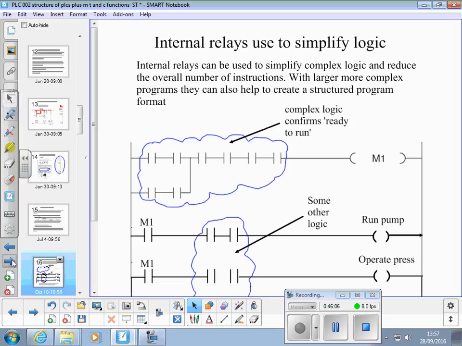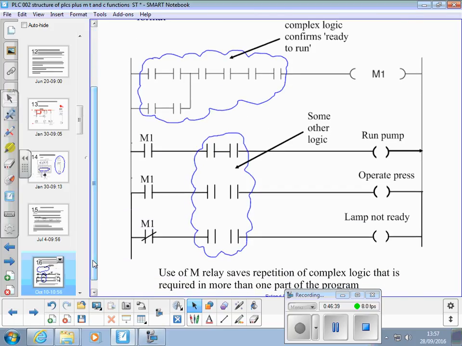So, internal relays to simplify logic. If we look at that bit in blue there, it's a complex piece of logic. Let's imagine that's on our paint stamp can, and that's all the logic that determines whether all the guards are closed and everything's ready to move. If you didn't use the M relay like this, you'd have to put that piece of logic in every rung of your program to make sure the guards are shut. So if we look further down here, pump run can't run till the guards are shut. So we'd have to put all the 8 instructions in here in place of that M1 relay, and in there, and in there.